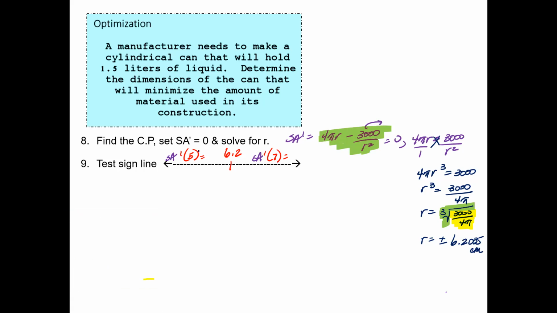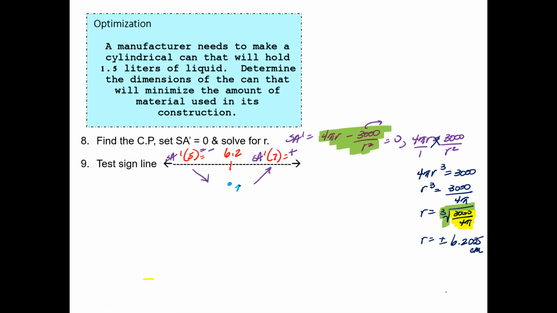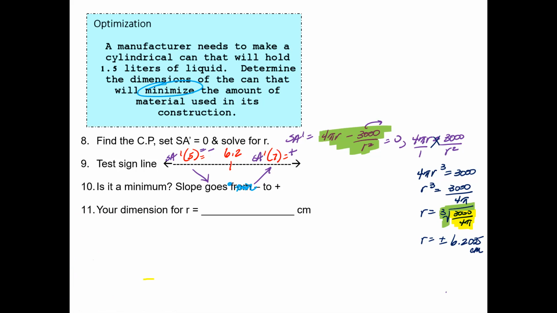If you plug this inside here, you'll see that SA prime of 5 is going to give you a negative, and SA prime of 7 is going to give you a positive. So here I have a negative and a positive. What this tells me is that when r equals 6.2, this is a minimum, which works well because that's exactly what I'm trying to prove with the question. It's asking you, what is the dimension of the can that will minimize the amount of materials used? So it is a minimum, so that's awesome. Your dimension for the radius is going to be 6.2 centimeters.